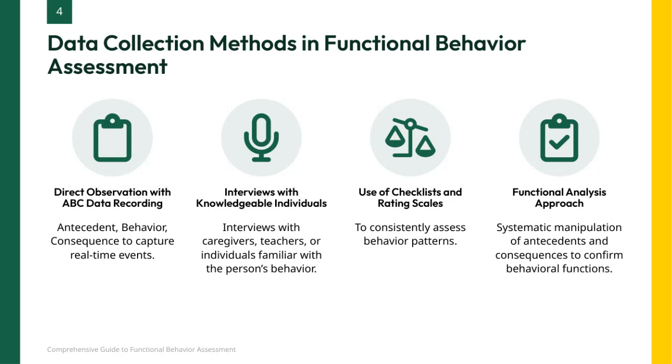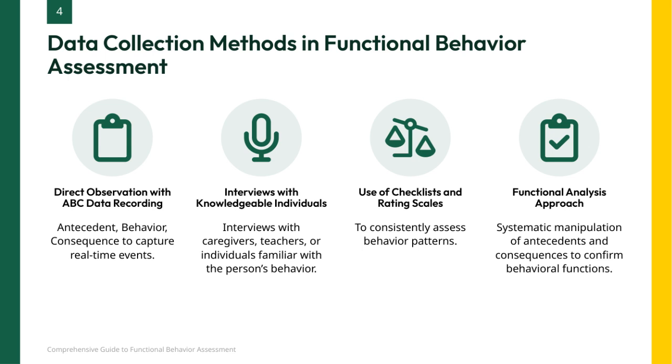When conducting a functional behavior assessment, there are several key methods for collecting data that help us understand why behavior is occurring. First, we have direct observation with ABC data recording. This involves watching the behavior as it happens and noting the antecedent, the behavior itself, and the consequence. By capturing these events in real time, we get a clear picture of what triggers a behavior and what might be maintaining it. Next, interviews with knowledgeable individuals play a crucial role. Talking with caregivers, teachers, or anyone familiar with the person's behavior gives us valuable insights and context that might not be obvious through observation alone.